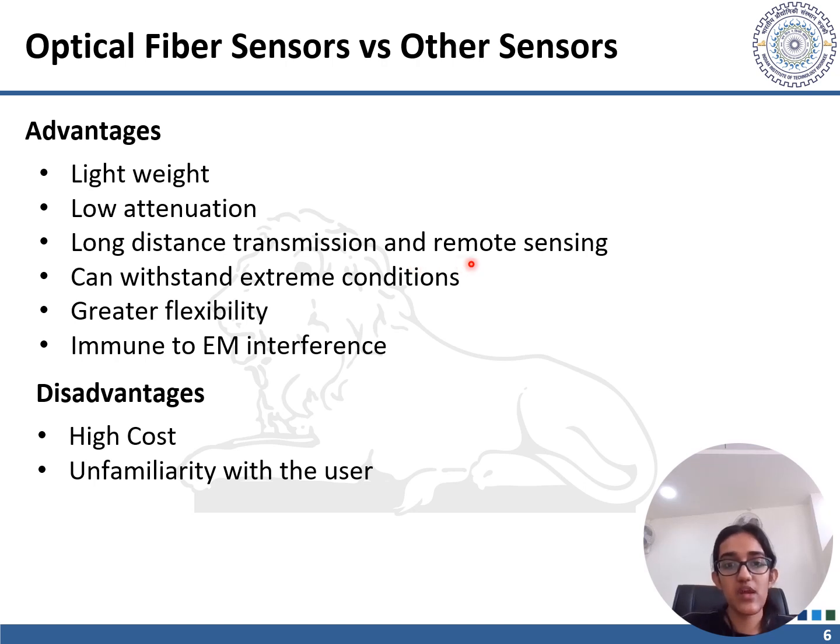So it can be used in remote sensing applications because when we have light incident at one end of the optical fiber, I can use that light to sense or detect something at the other end, and the other end is say miles away. So very useful for remote sensing. It can withstand extreme conditions. It also provides greater flexibility, and it is immune to electromagnetic interference.